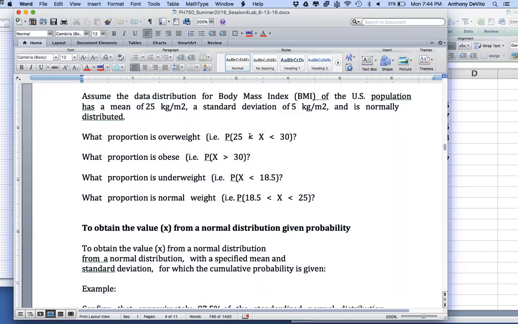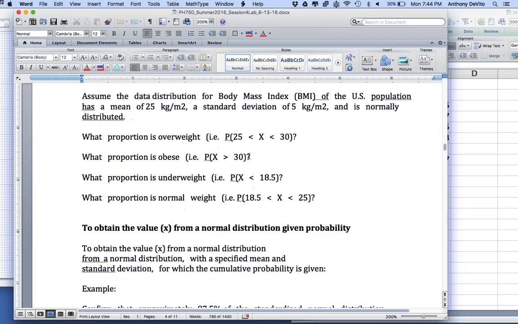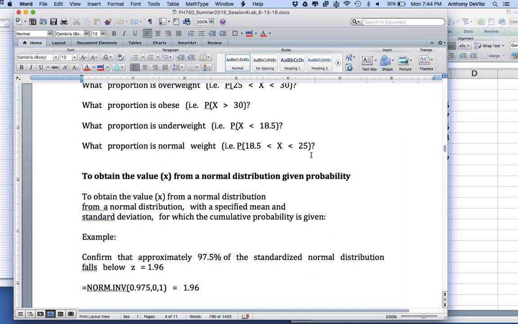What proportion is overweight? In other words, the probability that people have a BMI greater than 25 and less than 30. So you can find the proportion of the population that has a BMI less than 30, subtract the proportion of the population that has a BMI less than 25, and the difference is the proportion that's between BMI 25 and 30. Just another way of giving a notation for this.